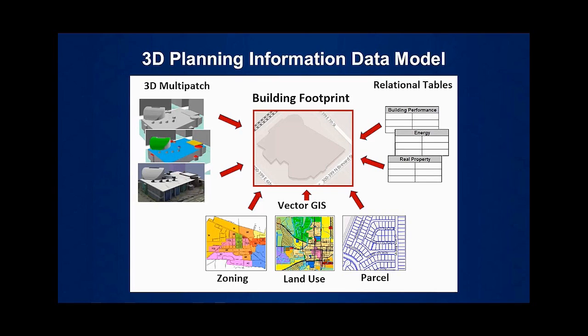So of course we have our multi-patch models, whether they be simple massings or very detailed textured models. We have traditional planning vector data like zoning and land use parcel information, but we can also join standalone tables with relational data that might support our building and analysis. All of this information is joined to the building footprint in the map and then associated to the model.